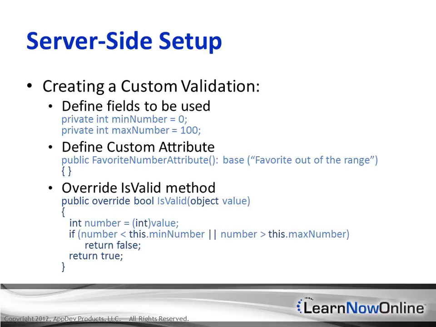So when it comes back and says is this method valid, it'll say yes or no based on the condition contained within it, where we have if number is less than the min number or number is greater than the max number, then return false, else return true. So that is our very basic custom validation.